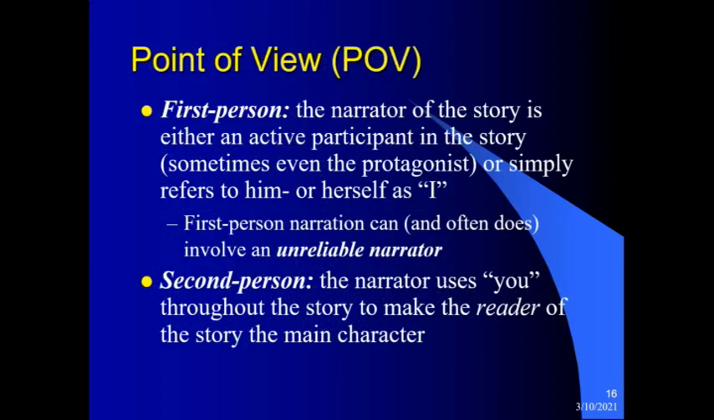You can also address what point of view the story is told in. First-person point of view is when the narrator of the story is either an active participant in the story, sometimes even the protagonist, or simply refers to him or herself as I. First-person narration also can and does involve an unreliable narrator. That tends to be where unreliable narration happens most often because, obviously, if the person in the story is narrating it, they're the ones that are going to be unreliable because they can't see exactly what it is that you see.